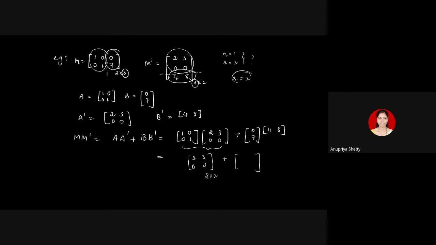What is the first entry? First row, first column. That is 0 into 4, which is 0. Then first row, second column, 0 into 8, that is 0. Then second row, first column. What is the entry? 28. Then second row, second column, 56.